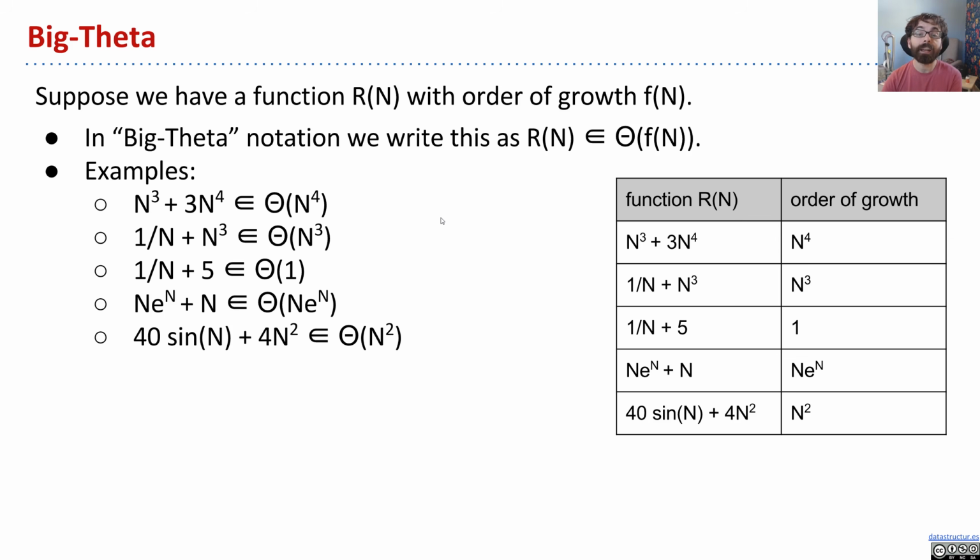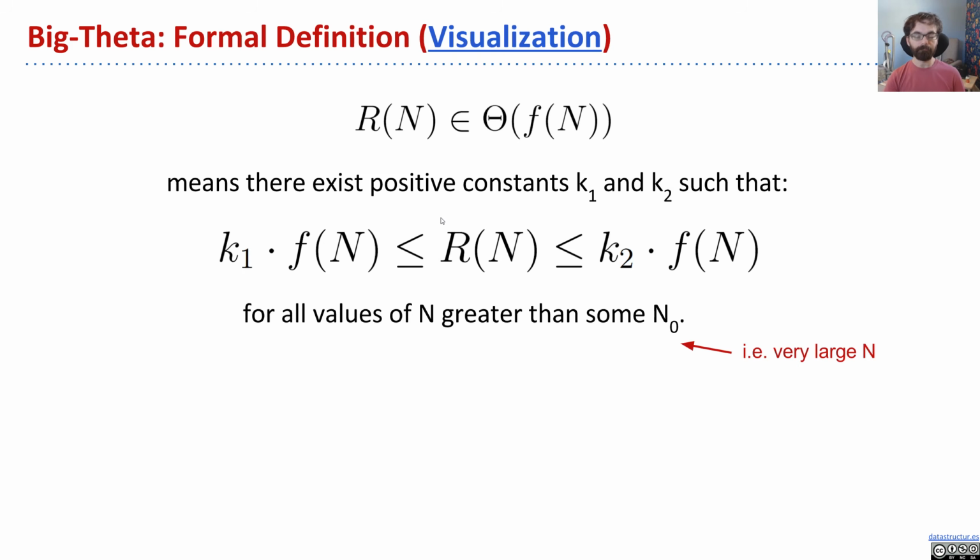Now, how do you actually define Big-Theta rigorously? Well, some clever folks, not quite a century ago, said, okay, suppose we have a function r of n that belongs to the order f of n. Well, that means that there are 2 constants, k1 and k2, which must be positive, such that k1 times f of n, which you can think of as a small version of f of n, is less than or equal to the function of interest, which is in turn less than or equal to a big version of f of n. And that has to be true only for really large n.